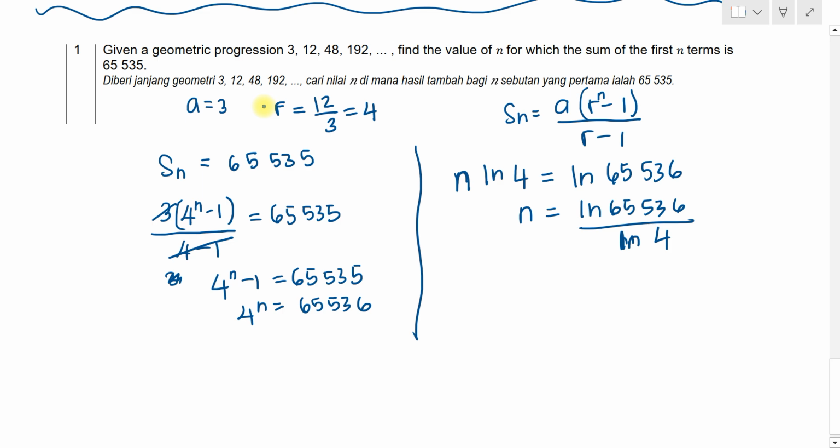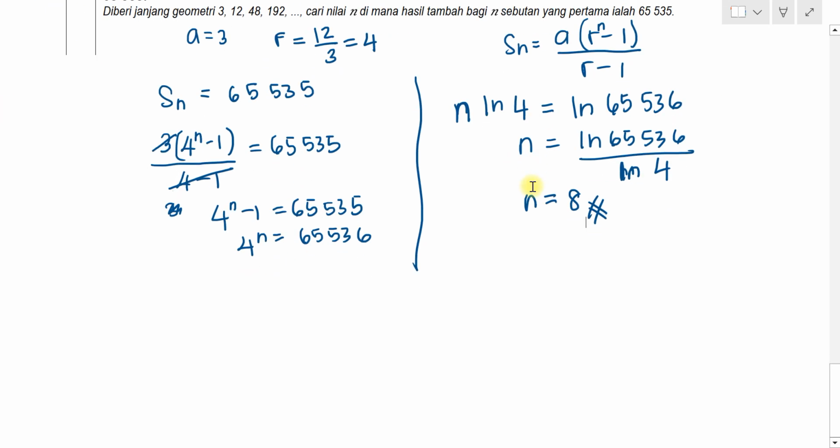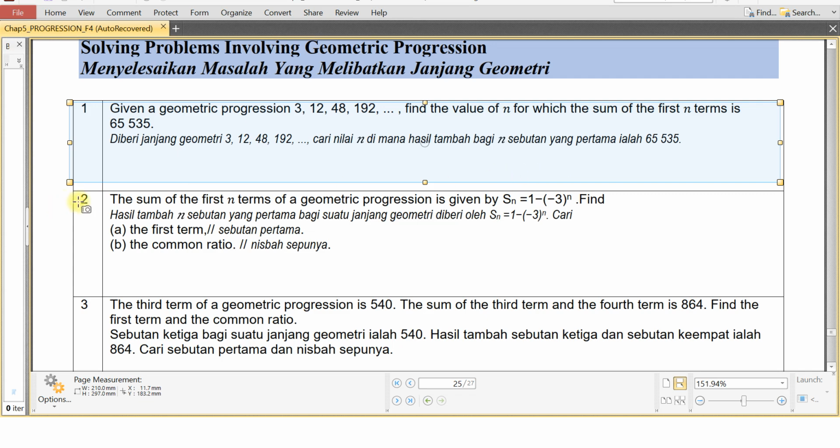Okay, let's do it. ln 65,536 divided by ln 4, and you get the answer 8. That's it. You can use any base. Okay, but preferable is log 10. But if you want to use ln, it doesn't matter. I just show you. Okay, right.